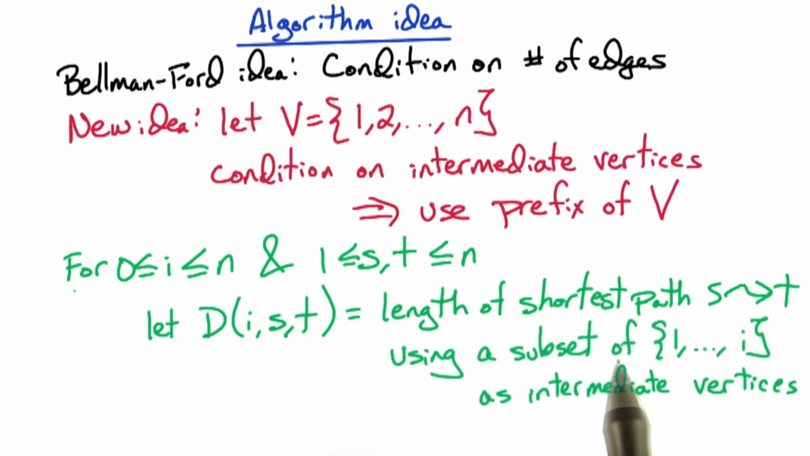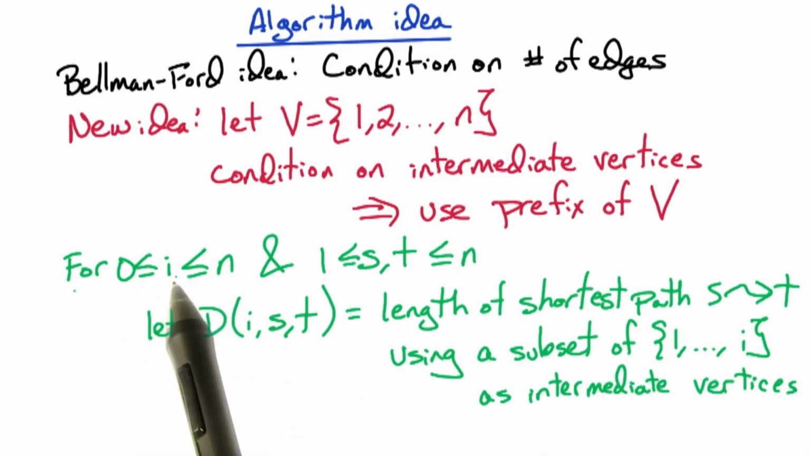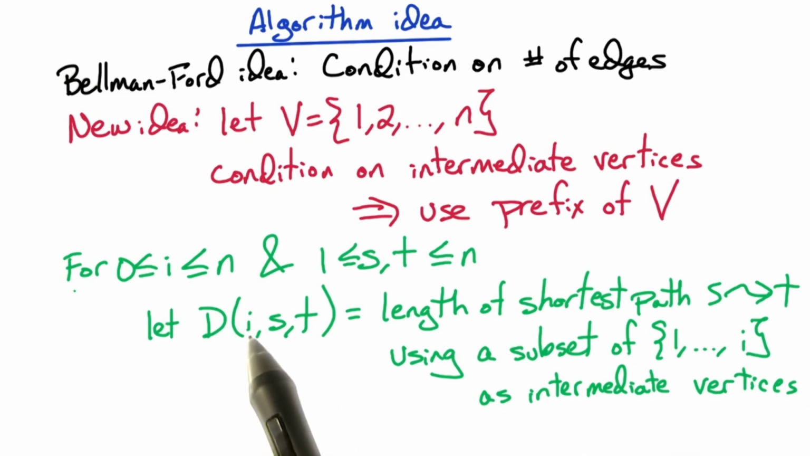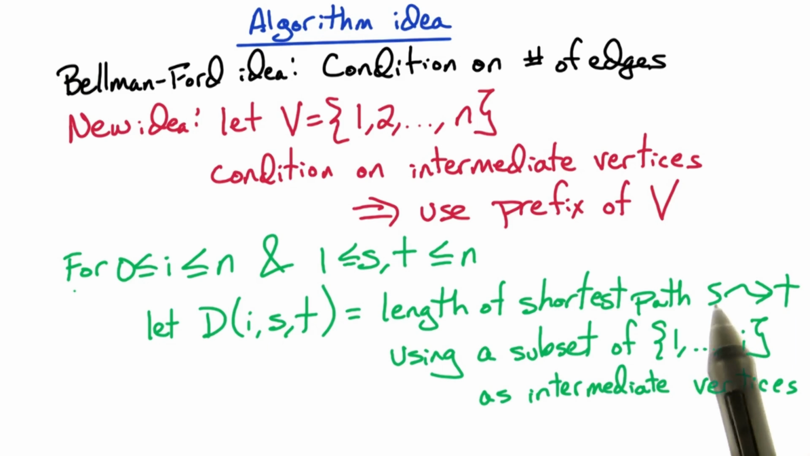Now the parameter I tells us the prefix of the vertex set which are allowed to be used as intermediate vertices. So we only consider paths from S to T where a subset, possibly the empty set or possibly the whole thing, and we're not saying anything about the ordering of these intermediate vertices, but the only intermediate vertices that can be used on the path from S to T are 1 through I. And we're going to vary I from 0 to n. When I equals n, that means we allow all vertices to be intermediate vertices on the path, so we're considering all paths. So D of n S T tells us the length of the shortest path from S to T.